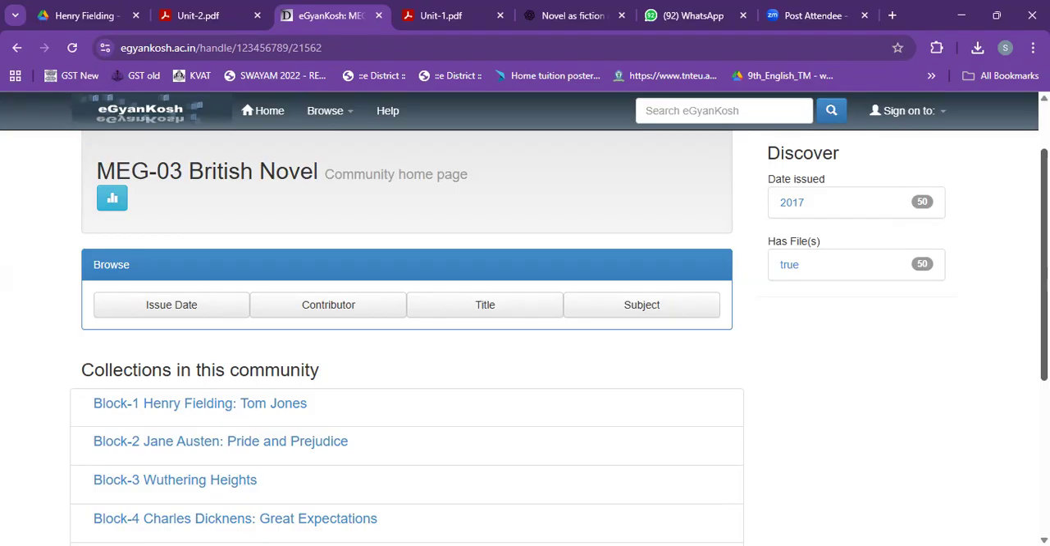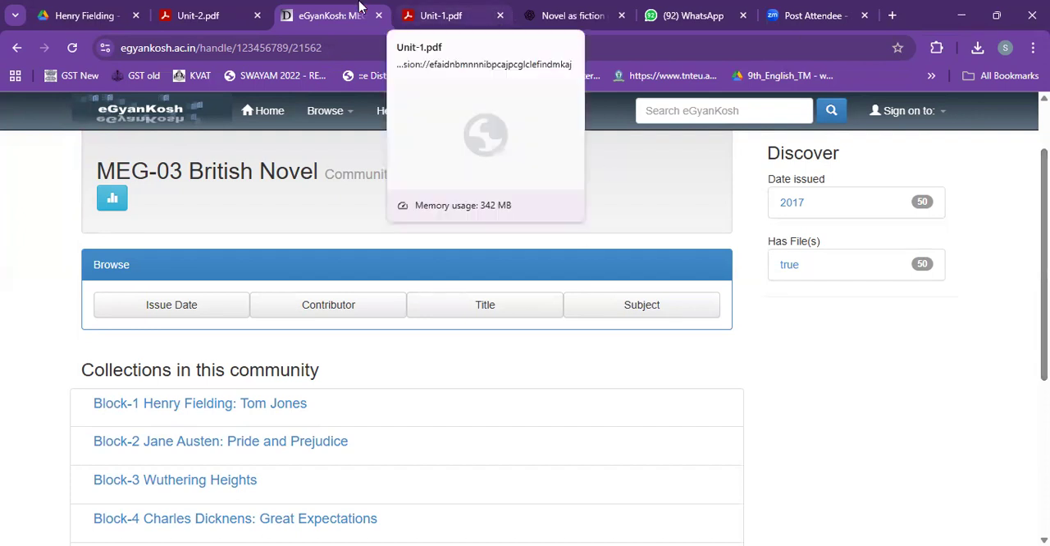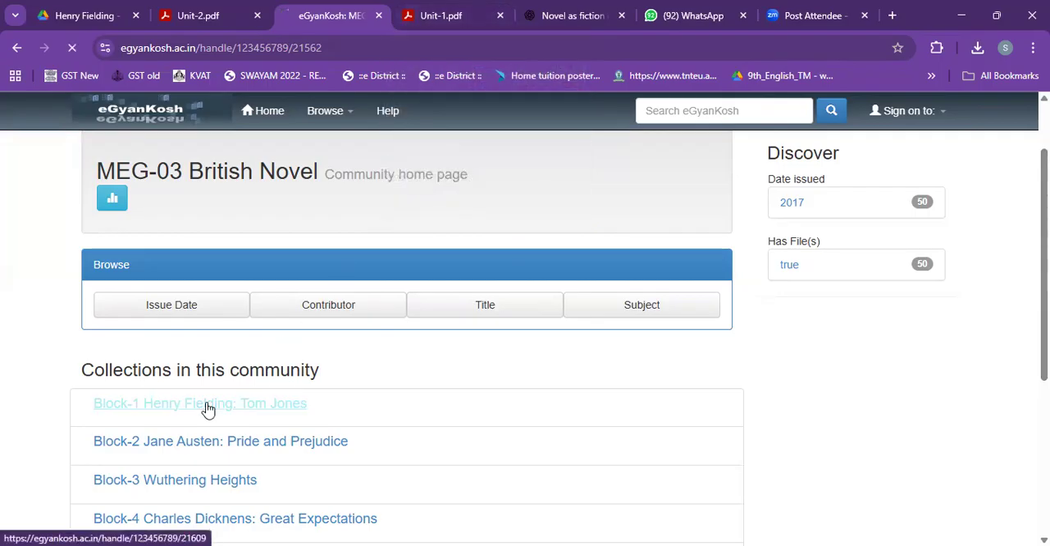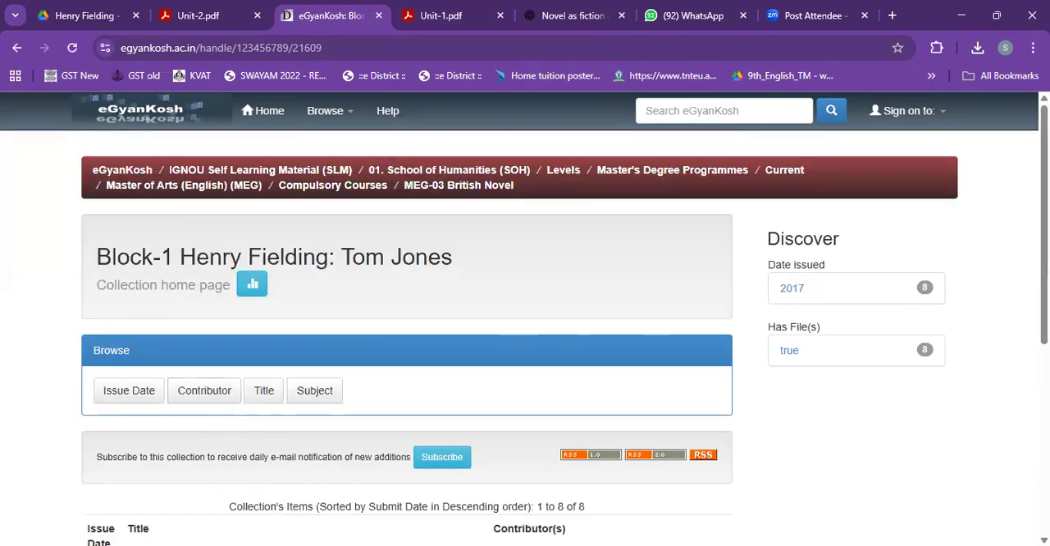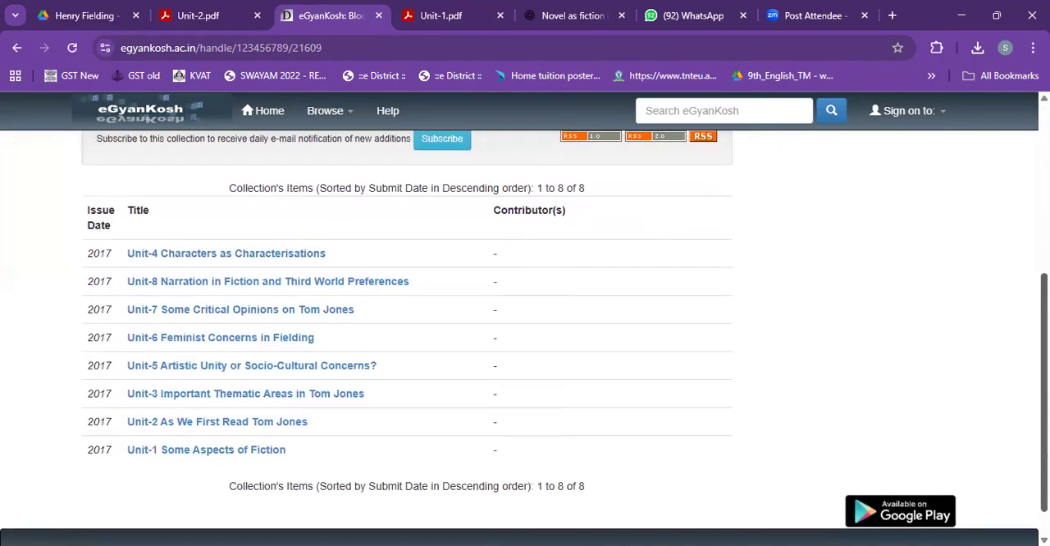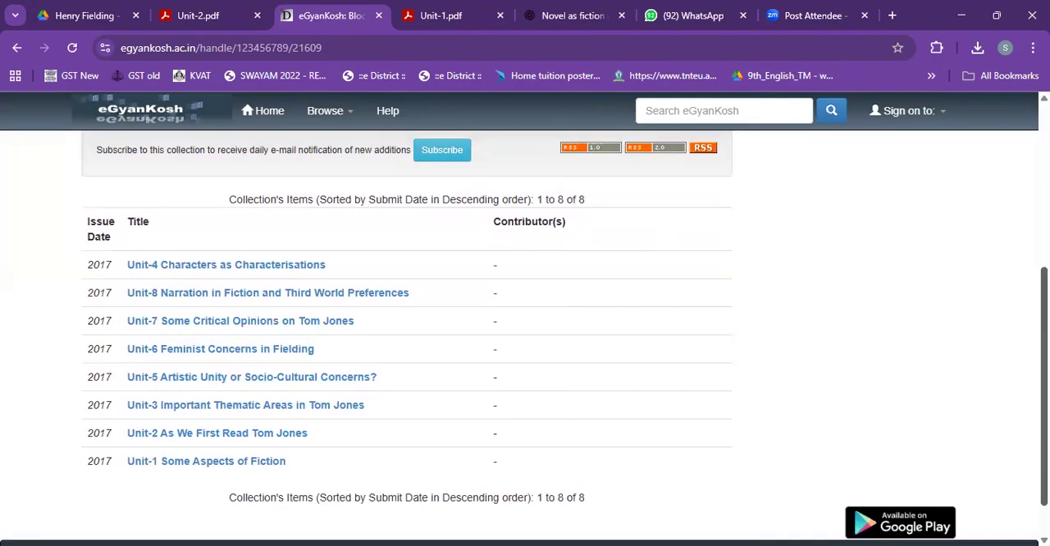So British Novel is the subject, and within the British Novel, we have the first block as Tom Jones by Henry Fielding. Each of these novels will be divided into different units. Okay, so we are going to discuss unit number 1. Let me see if it is available here. Yeah, here you have all the different units.